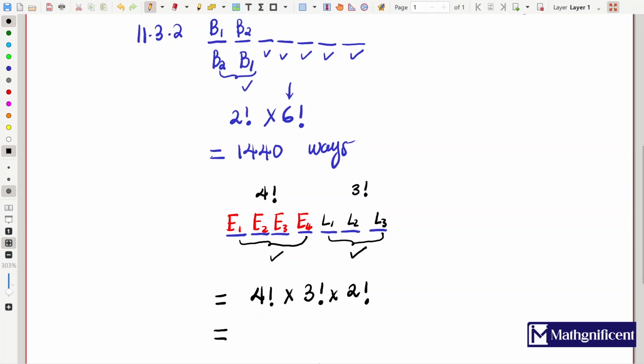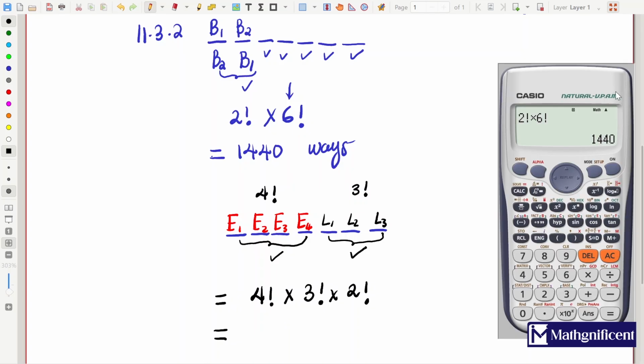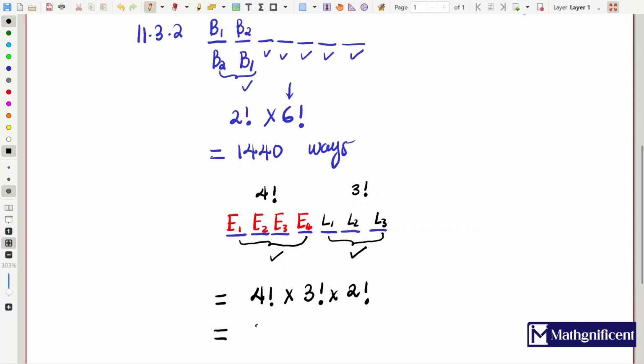So how can we get the total arrangement of this type? We can just go to the calculator again, and now we are going to see 4 factorial multiplied by 3 factorial multiplied by 2 factorial. Right, so what do we get? We get 288. So we write 288 ways. So these can happen in 288 ways, which are different ways, right? So this is how many ways we can arrange these books here.